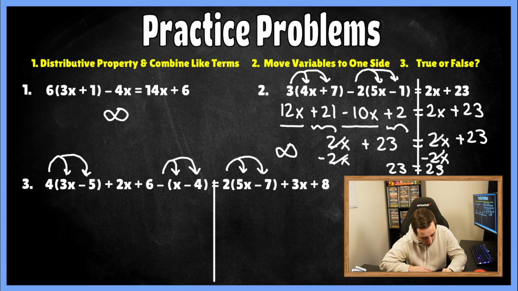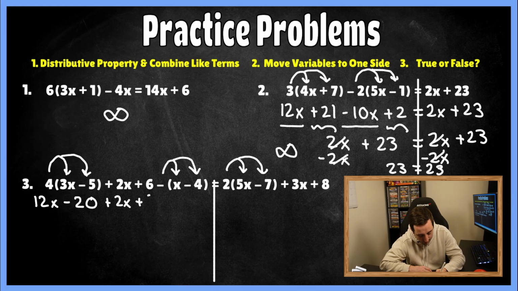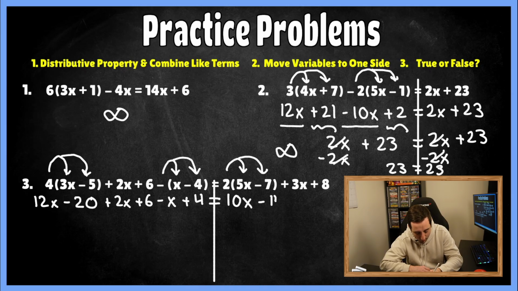So 4 times 3x is 12x. 4 times negative 5 is negative 20. We're just going to bring down the plus 2x and the plus 6. Negative 1 times x is negative 1x, or just negative x. Negative 1 times negative 4 is a plus 4, equals 2 times 5x is 10x. 2 times negative 7 is negative 14. And then we're going to bring down the plus 3x and the plus 8.